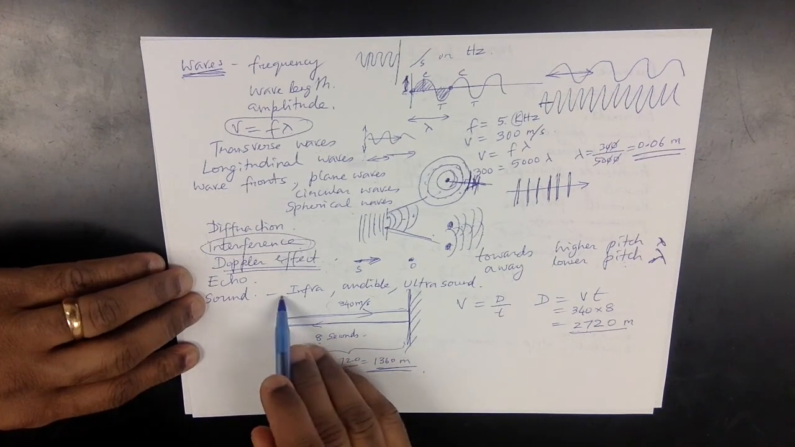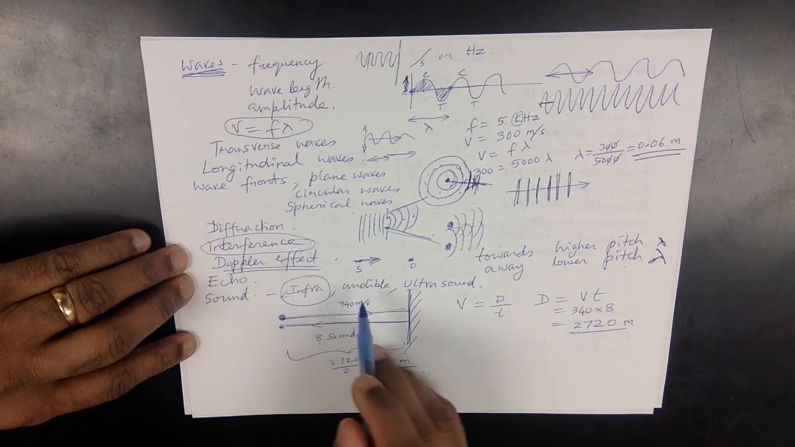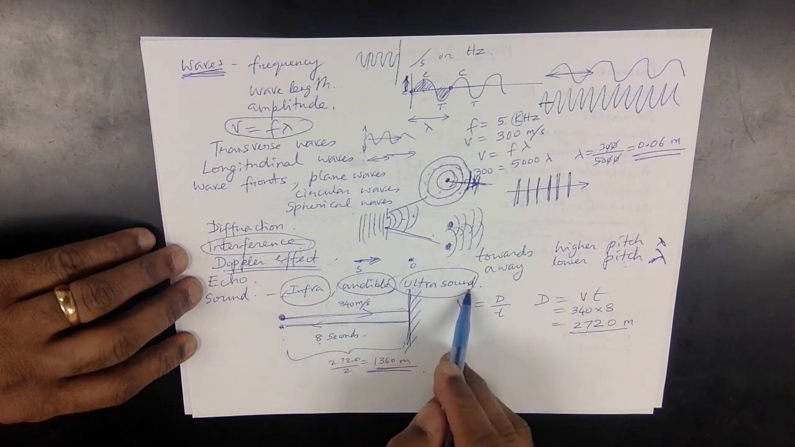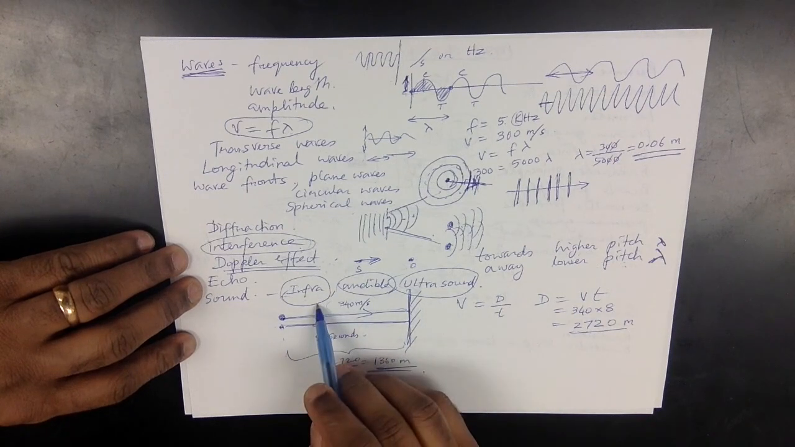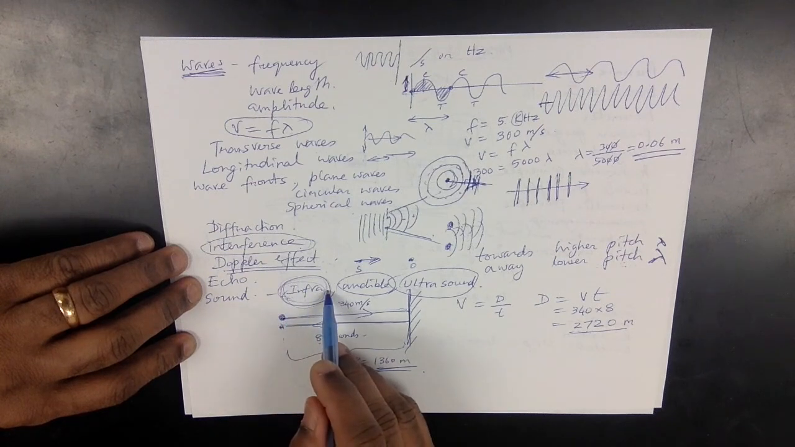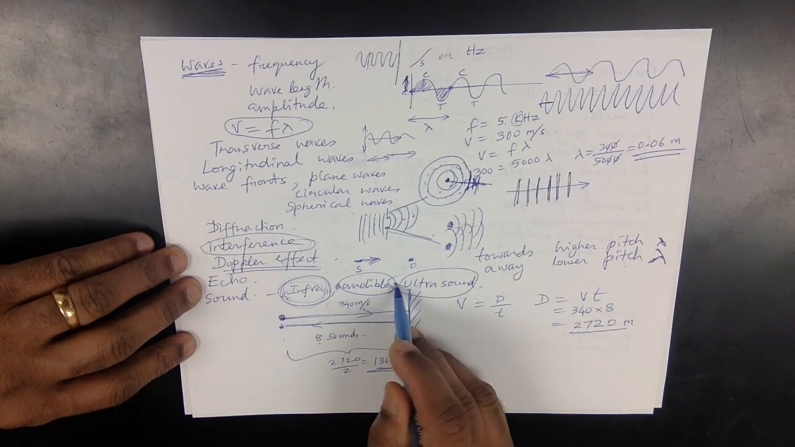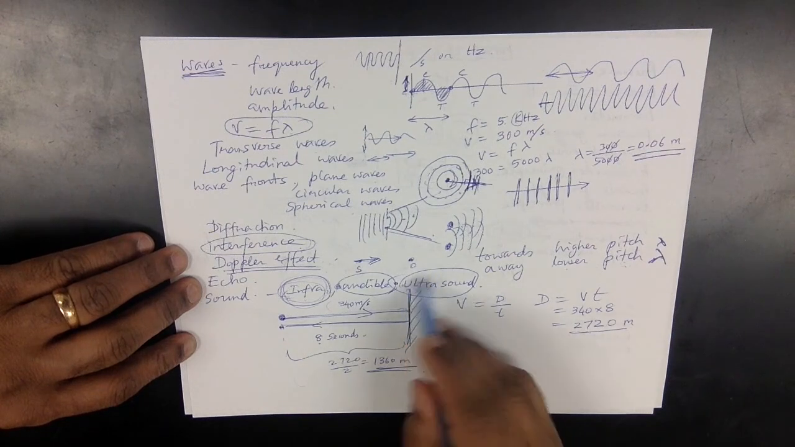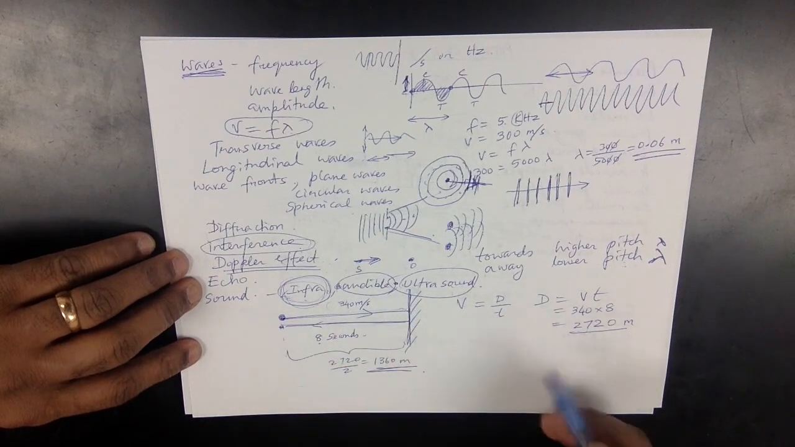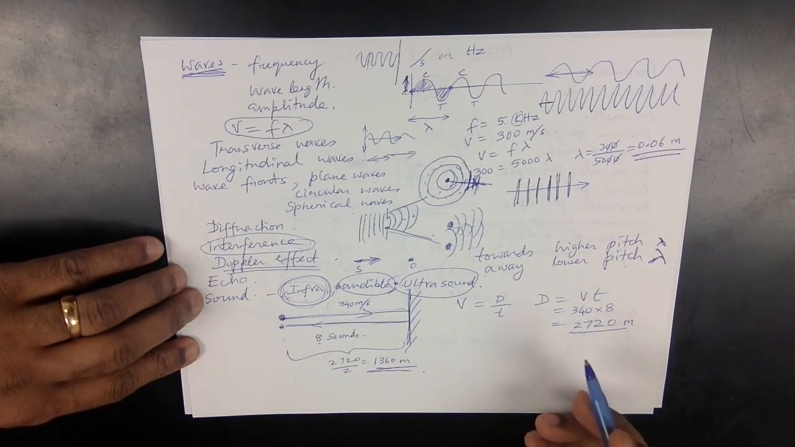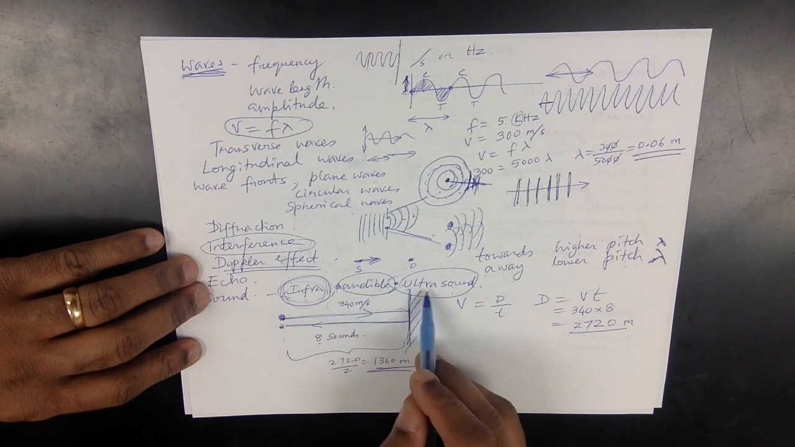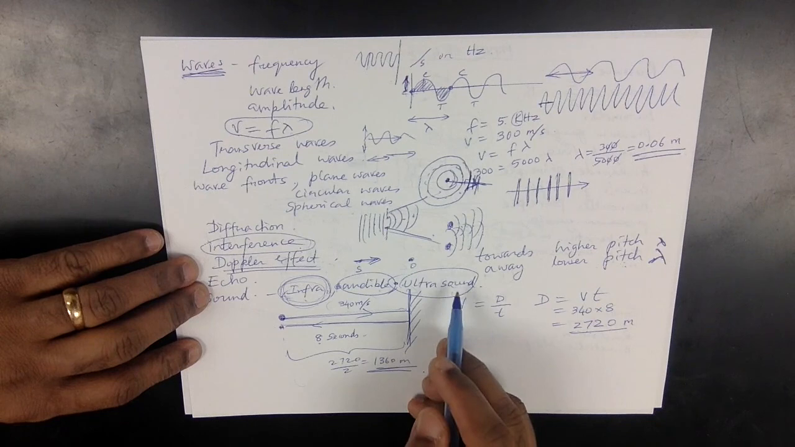Sound, you know there are 3 types of sound: infrasound, audible sound, ultrasound. They all go at the same speeds. The only thing is frequency. This one has got low frequencies, only up to 20 Hertz. This goes from 20 Hertz to 20,000 Hertz. And this is anything above 20,000 Hertz. That's ultrasound. But they all go with the same speeds in air. But this one has got a higher frequency.